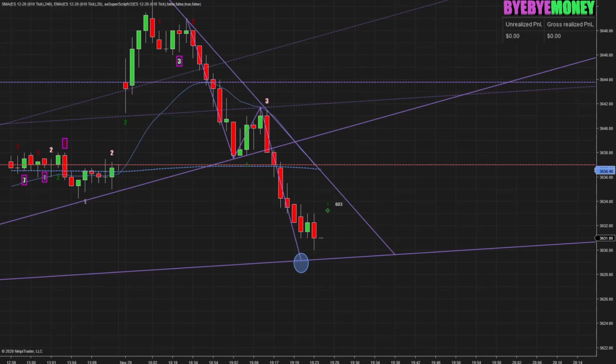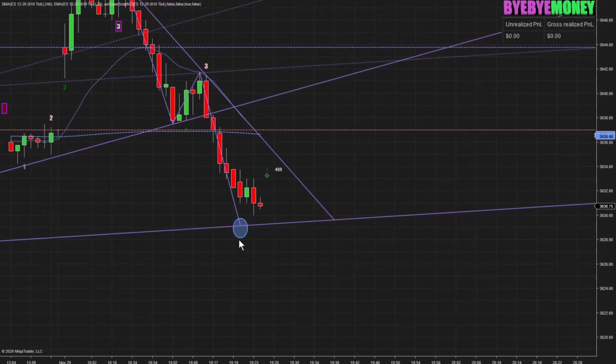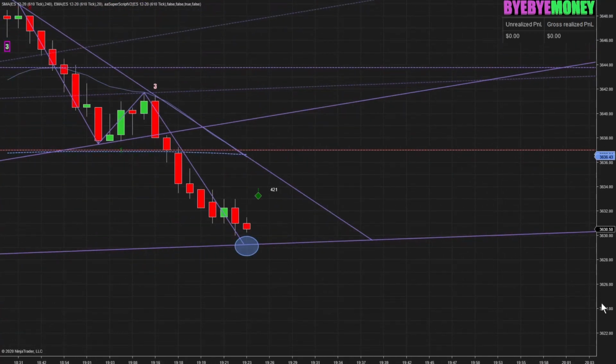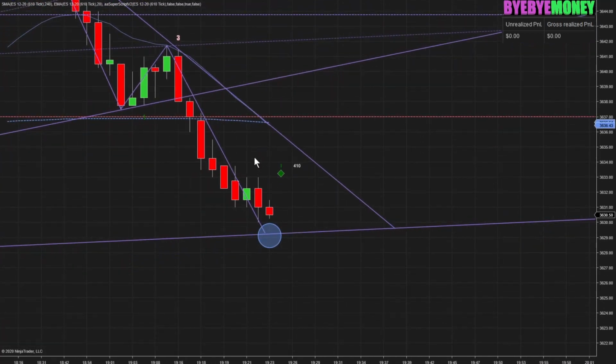Alright, close enough for me. Good signal bar. We are looking to go long here. Missed it by less than a point. Close enough for me. Still a terrible signal bar here.